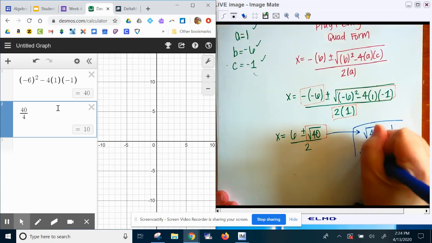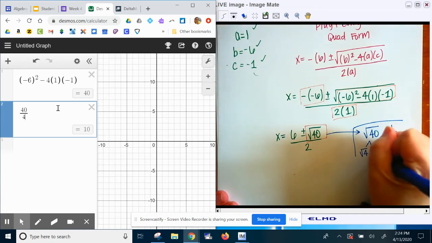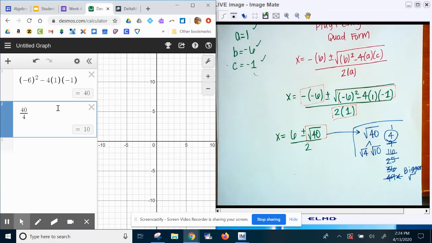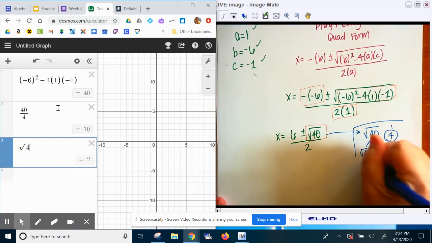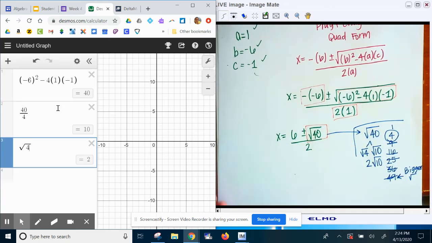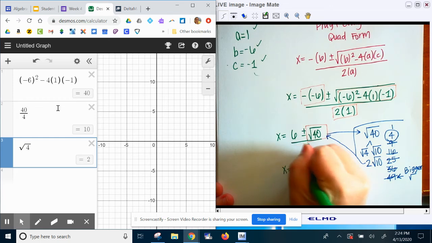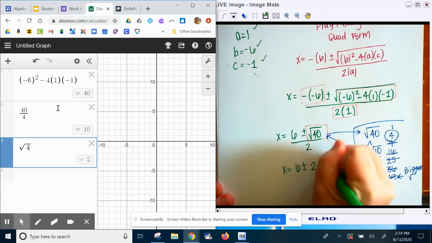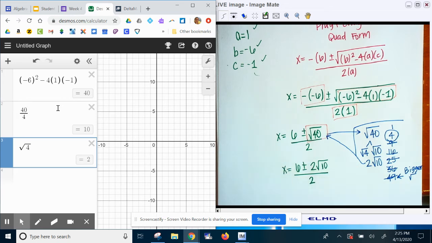So I could rewrite this as the square root of 4 times the square root of 10, because 4 times 10 makes 40. Now I need to simplify my square root of 4. I bet you already know what it is, but just in case you don't, it is 2. And because 10 is not on this list, we're just going to leave 10 there. So I'm going to plug this back in. I've got x equals 6 plus or minus 2 square root of 10 over 2. My final answer has to have that square root of 10 in it because it can't come out of the square root anyway.